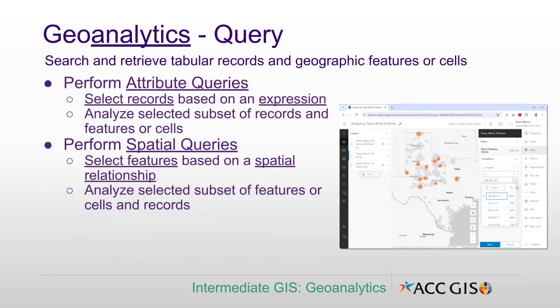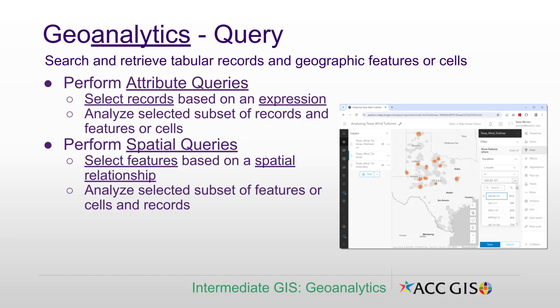Another method for analyzing geospatial data are queries, where we search and retrieve tabular records in geographic features or cells. And we do it by performing either attribute or spatial queries. Attribute queries select records based on an expression, and then you can analyze the selected subset of records and features or cells. Spatial queries select features based on a spatial relationship. And again, you can analyze the selected subset of features or cells and records.